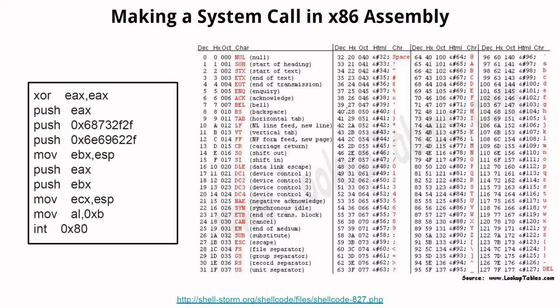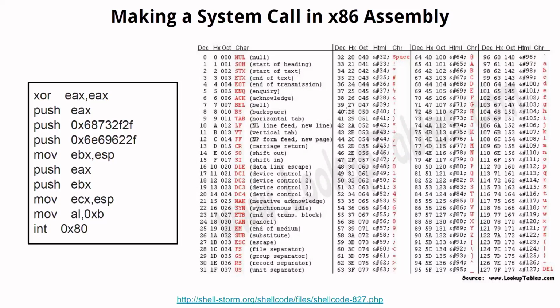2F is actually the forward slash, right? So you're actually putting some characters onto the stack there because you are doing push. After that, we move ESP to EBX. ESP points to whatever we just pushed there. So yeah, we are pushing something onto the stack, which is on memory. Then that address is in ESP, and we move ESP to EBX. Then we push EAX, we push EBX again, move ESP to ECX.